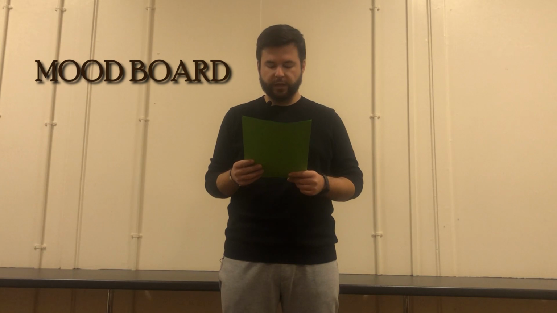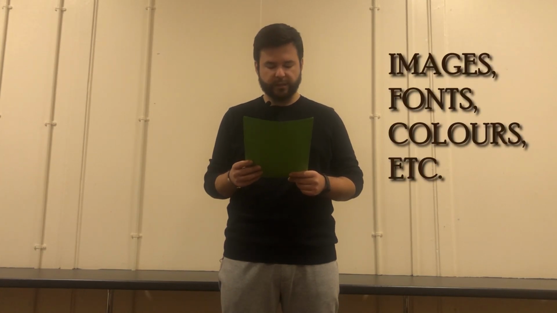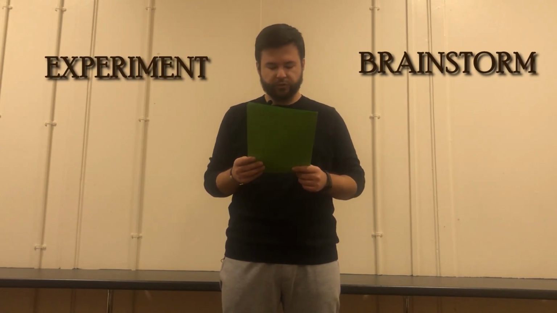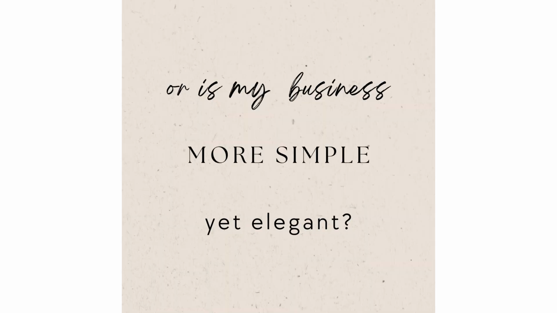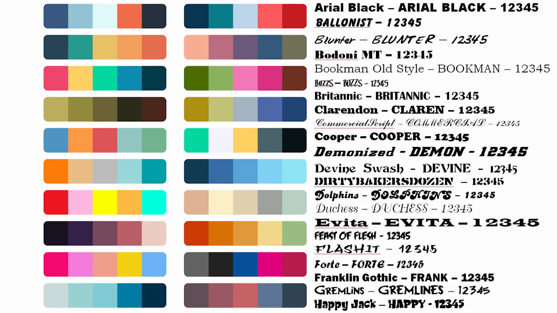A good technique to use to come up with a visual style is called a mood board. A mood board is a collection of images, fonts, and colors with specific styles. This is a time to experiment and brainstorm. Try creating easily identifiable styles which are consistent with themselves. Once you have your mood boards, test them and ask for feedback to understand which style fits your business or service more. Is my business more friendly and colorful, or is it simple and elegant? Remember to use a color palette and fonts that fit the message you want to send.